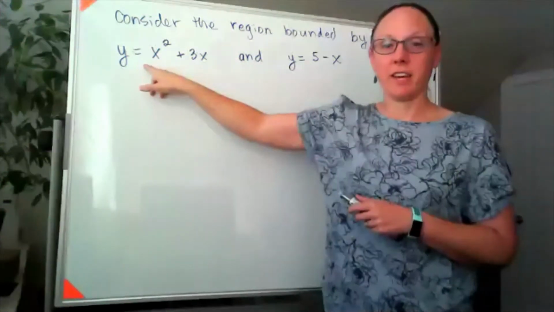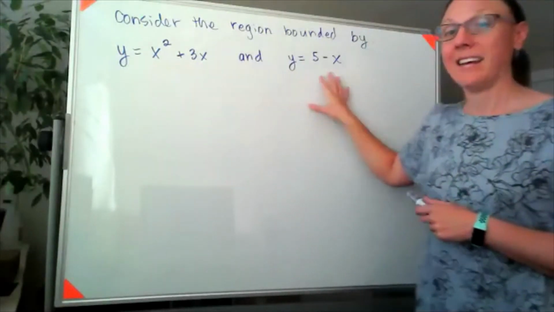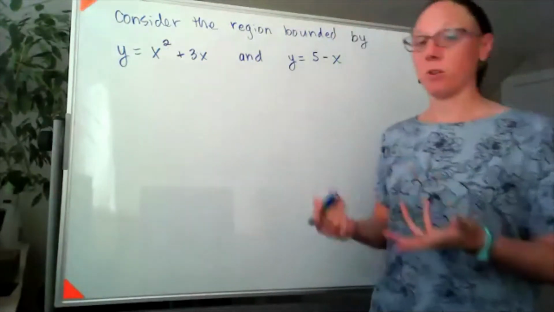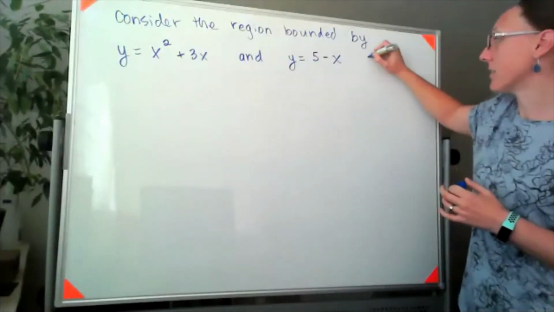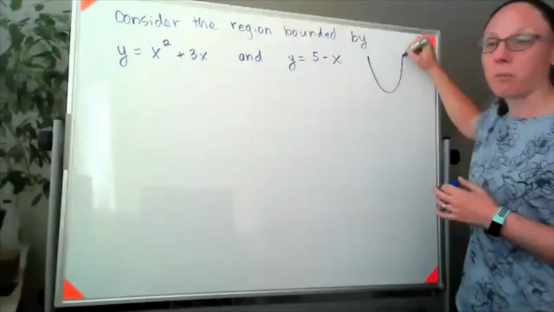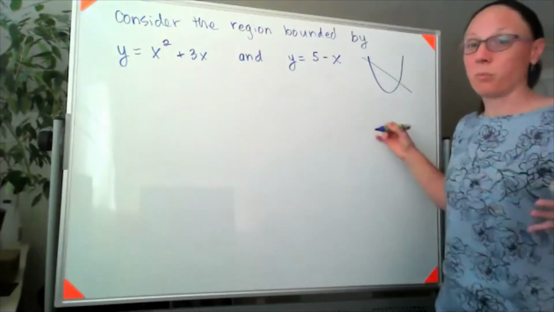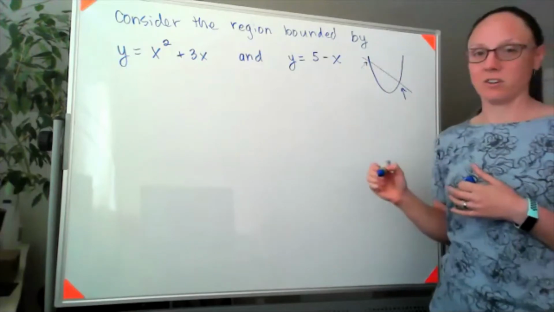I want to start by saying, I know this is some kind of parabola. The number in front of the x squared is positive, so I know that this is a concave up parabola. This is some kind of line with a negative slope. So if I were drawing a fake picture of this, I'd have a concave up parabola and a line with a negative slope. Before we can talk about anything, we really need to figure out where those intersection points are.